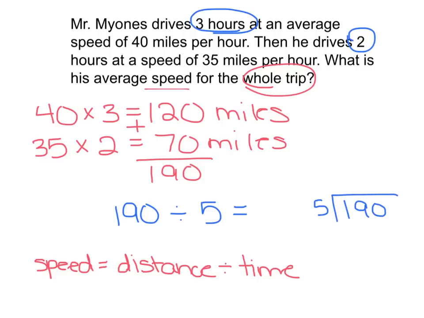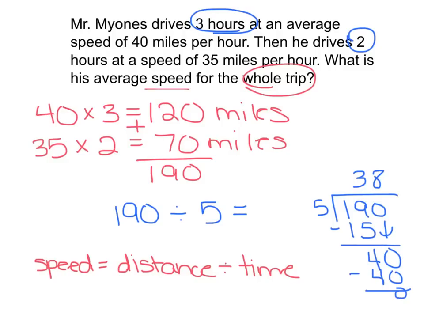5 goes into 19 3 times. Subtract and we get 4, bring down the 0. 5 goes into 40 8 times. So our answer would be 38. So the average speed Mr. Mayones drove for the whole trip was 38 miles per hour.